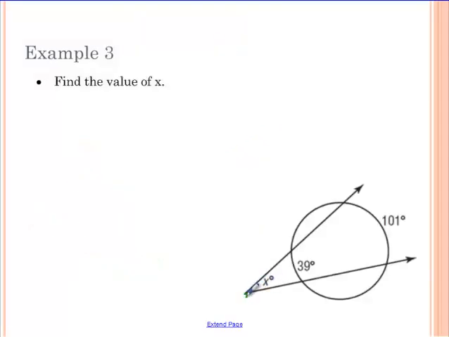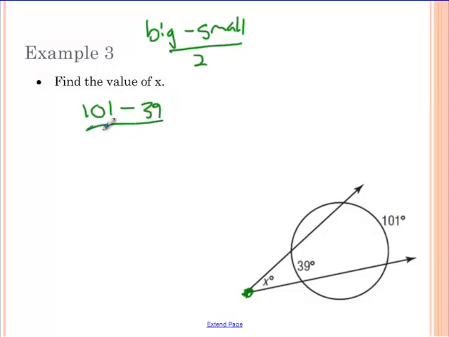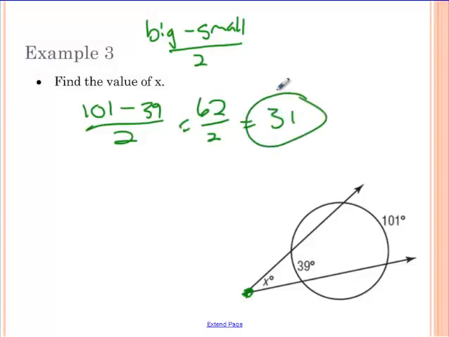We have an angle that's outside the circle. The vertex of the angle is outside the circle. So we have to do the out angle formula. Big minus small divided by 2. So the big angle is 101. Small angle is 39. Divided by 2. 101 minus 39 is 62. And 62 over 2 is 31. So as long as you know the formulas, we're able to fly through these real quickly.